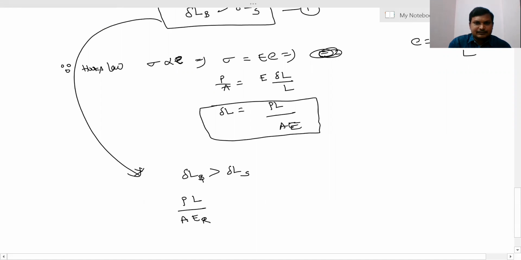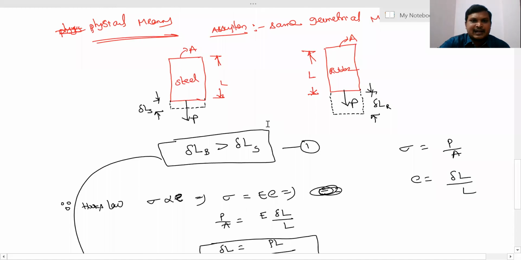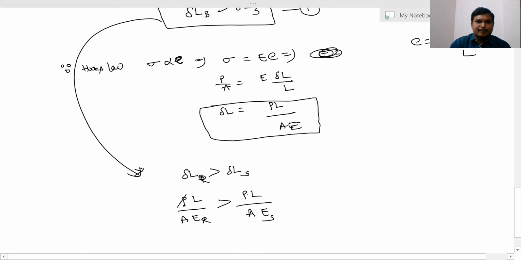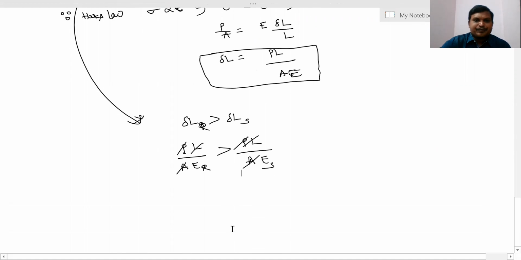rubber, and that is greater than PL by A times Young's modulus of steel. Since P is the same for both materials, I am applying the same load for both materials, and A is also the same and length is also the same. So by cancelling P, L, A, what we are getting is 1 by ER is greater than 1 by ES.